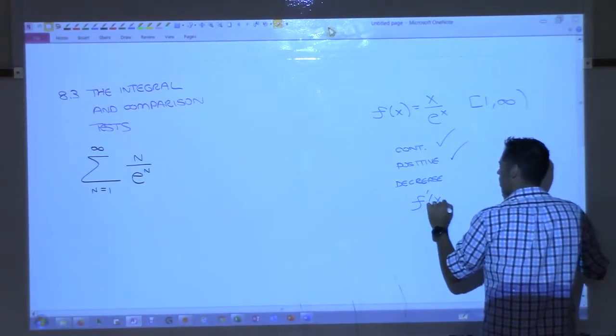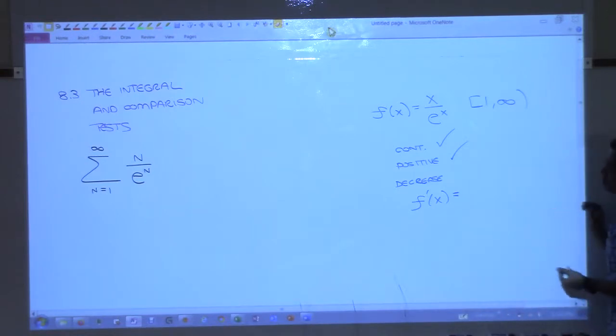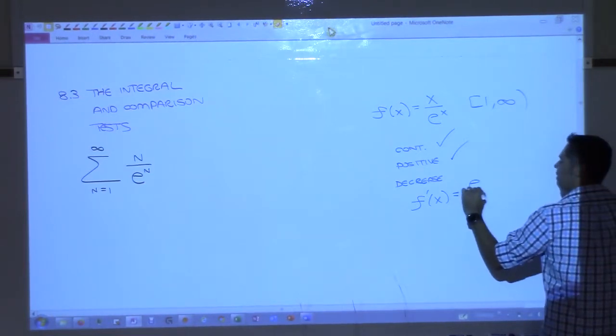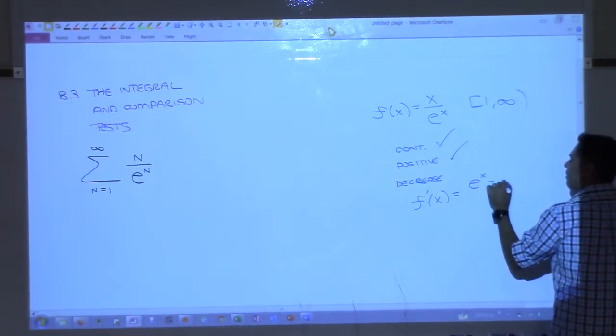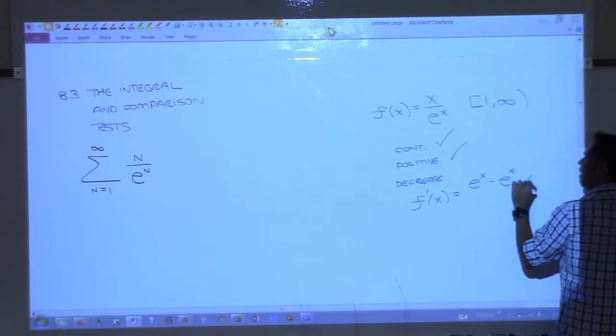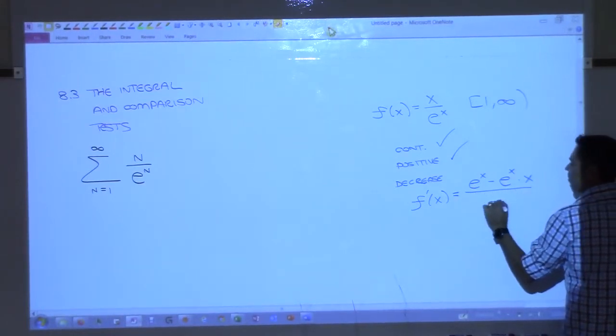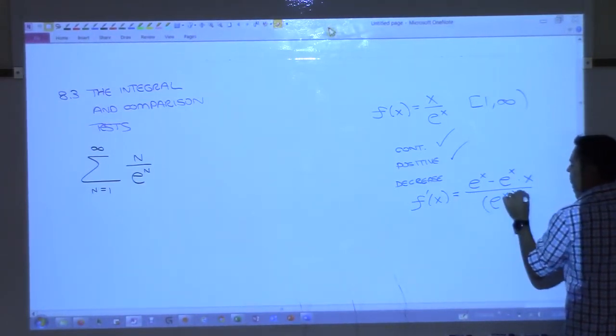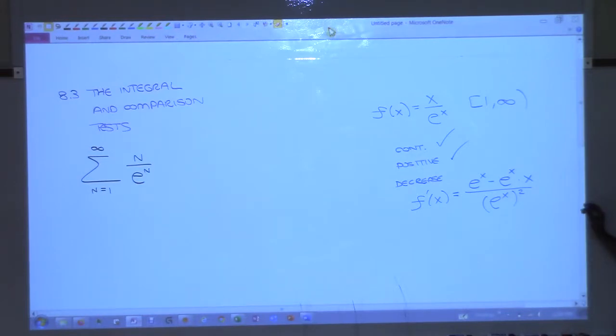What rule are you using here? You could use quotient rule, right? Derivative of the top times the bottom minus derivative of the bottom times the top, all over the bottom squared. Yeah, we took Cal 1, right? Okay, so there's your quotient rule on that.